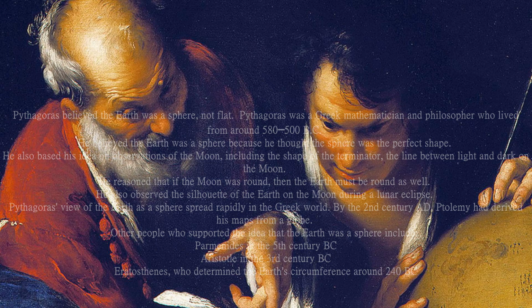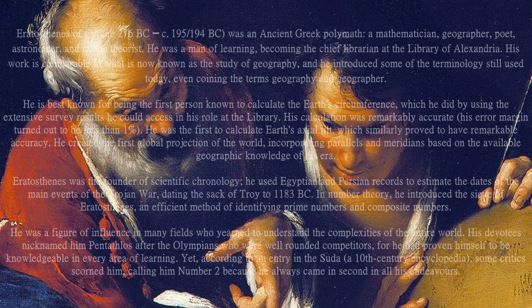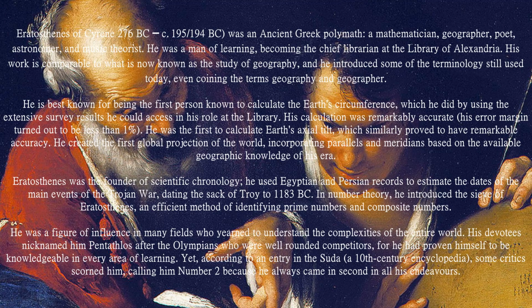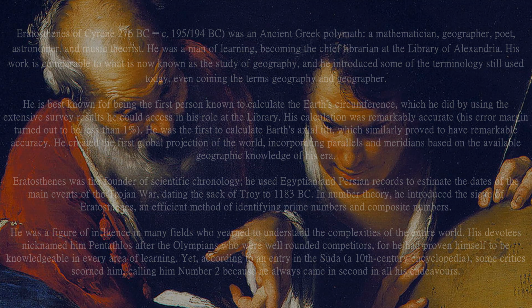Despite the growing body of evidence, the flat Earth idea persisted in various forms through the Middle Ages and into the Renaissance. The advent of the Age of Exploration and the observations made by navigators and astronomers further solidified the spherical understanding of the Earth. By the time of the scientific revolution, the notion of a flat Earth had largely been relegated to the fringes of scientific thought.